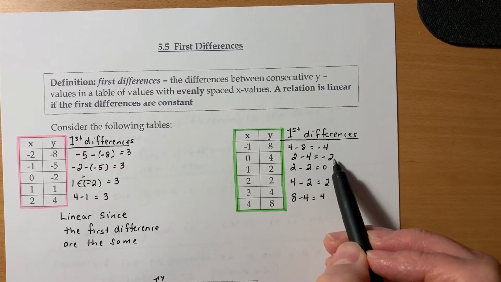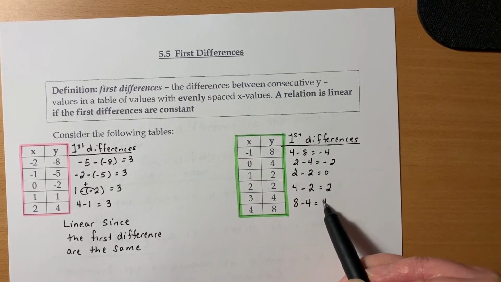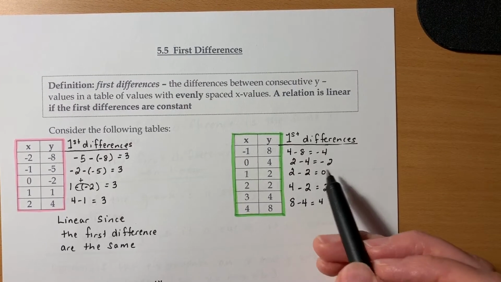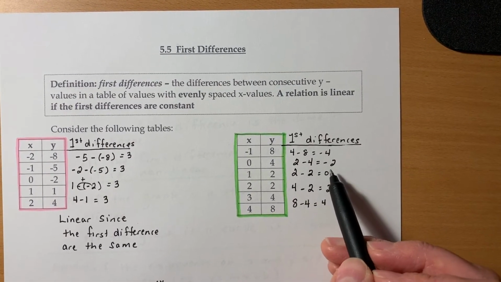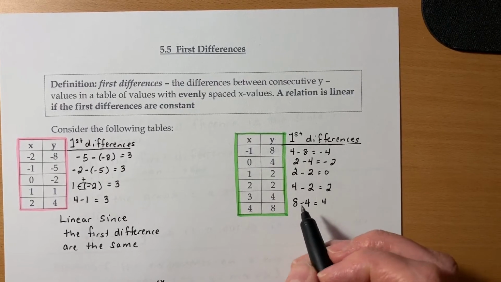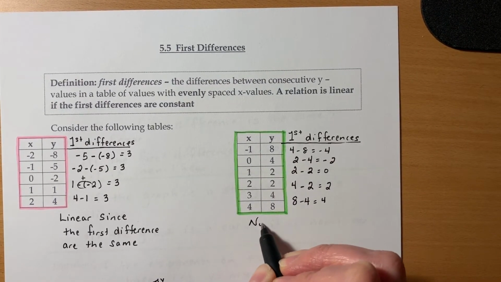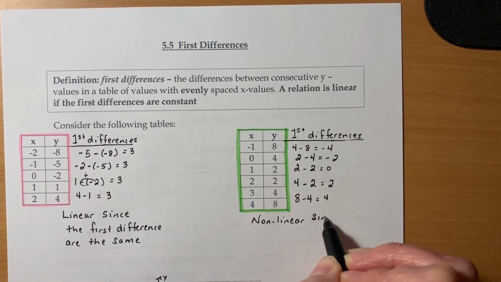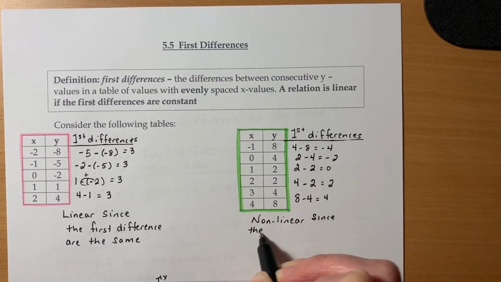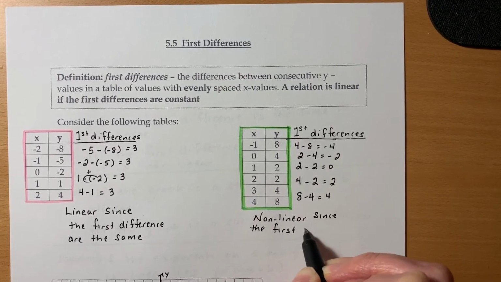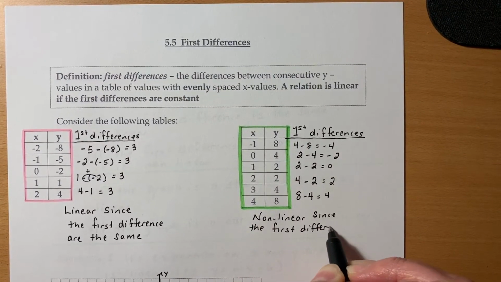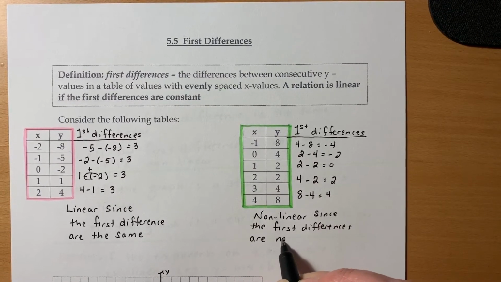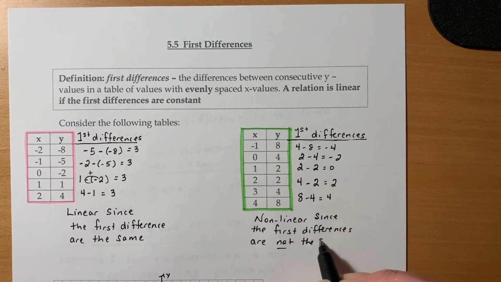Now I look at my differences and I notice these are not the same. Because they are not the same, I know if I were to graph this, it would not be a straight line. So we call that nonlinear. And so I say this is nonlinear since the first differences are not the same.